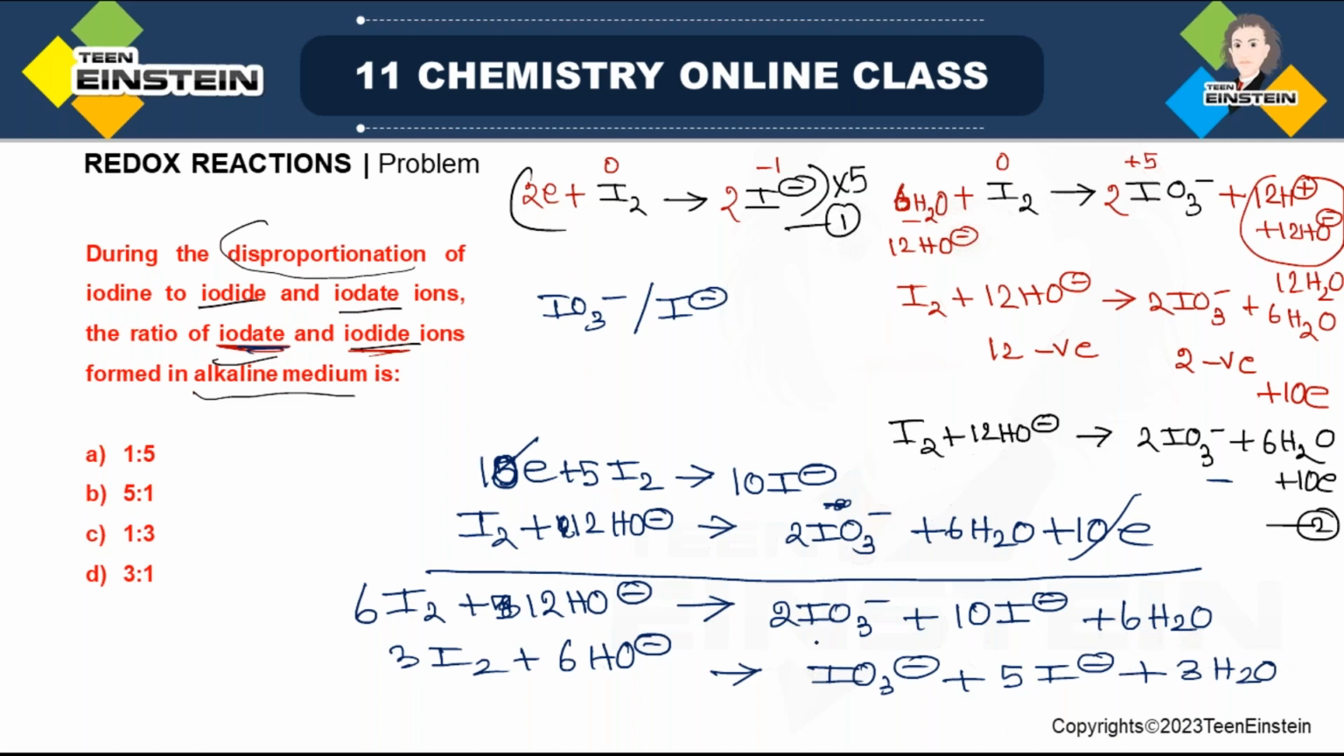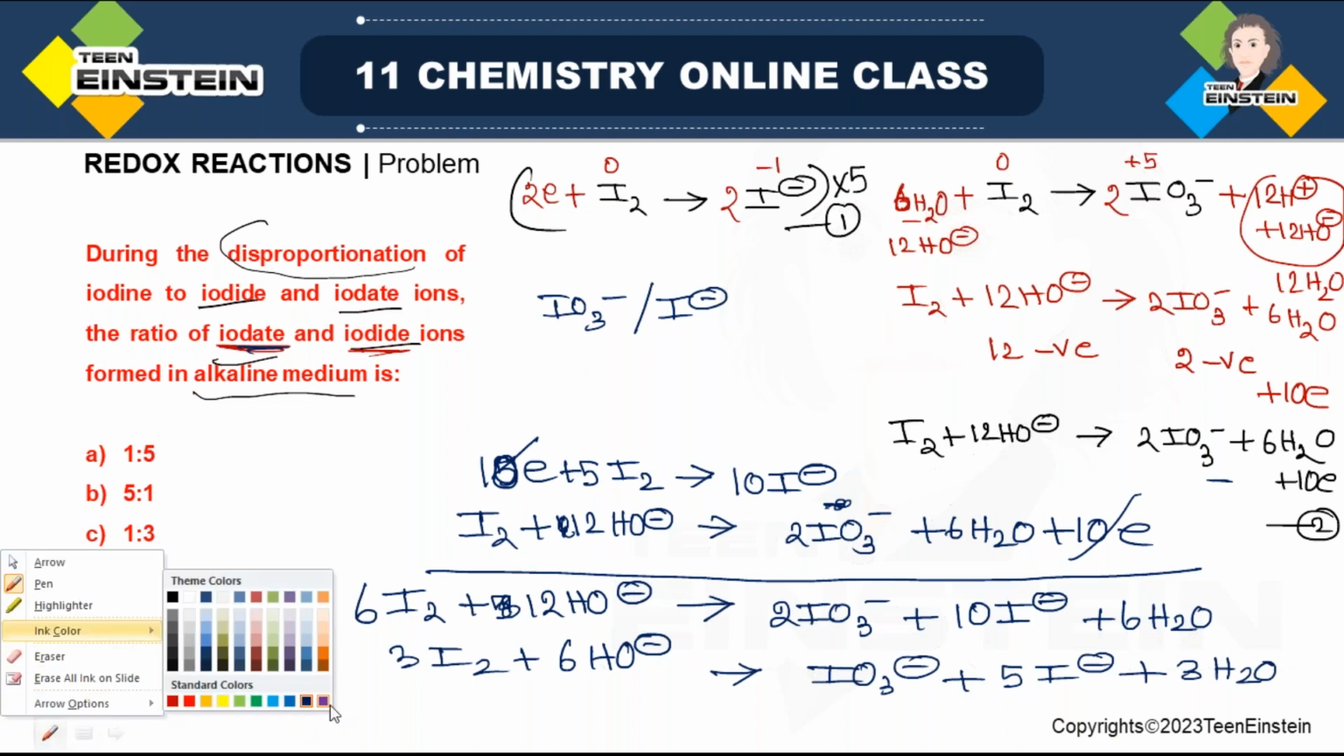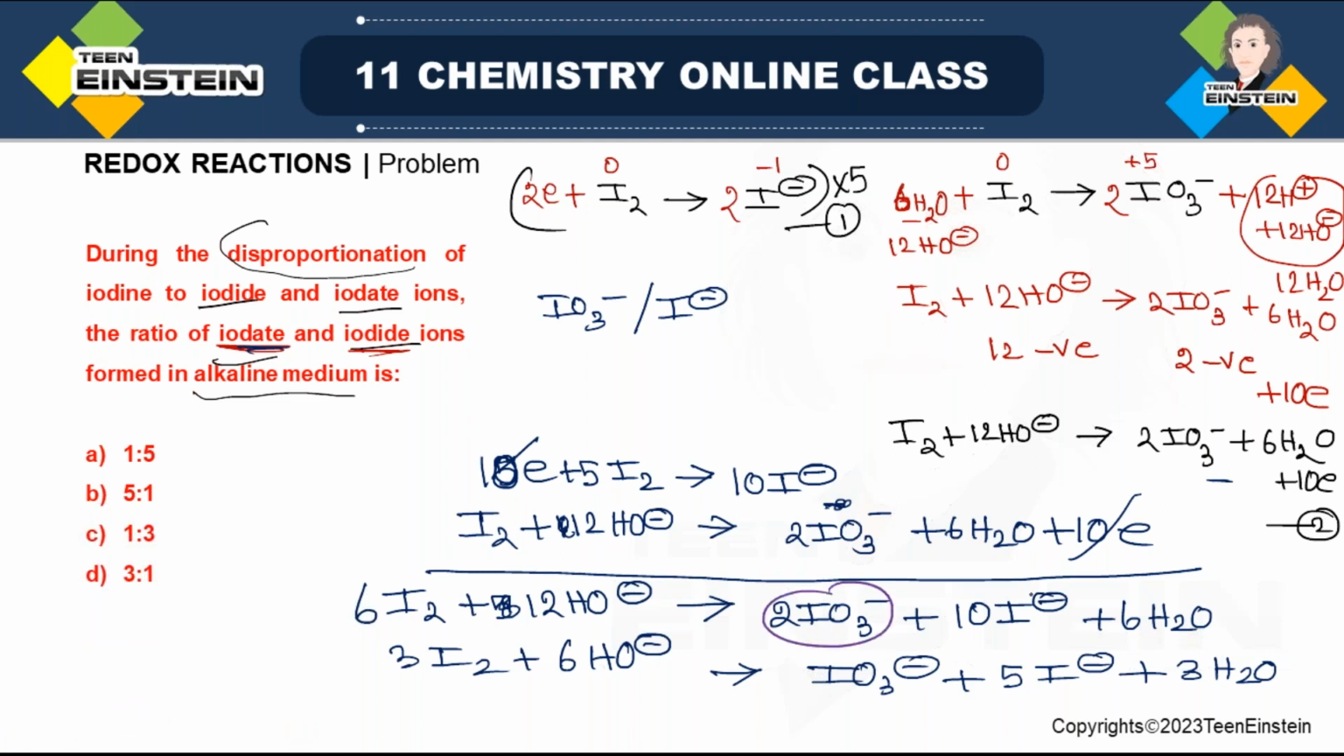Without doing this also we can easily understand what should be the correct answer. It is basically the first option, because see these two, the ratio is basically 1:5. So option A is basically the correct option. Okay. So here the question is all about balancing the equation. Once we balance it, we will be able to answer.